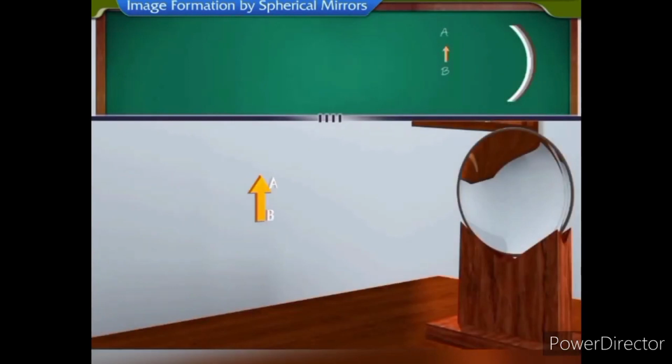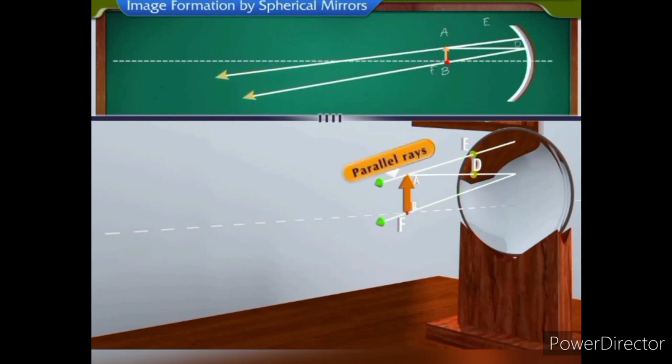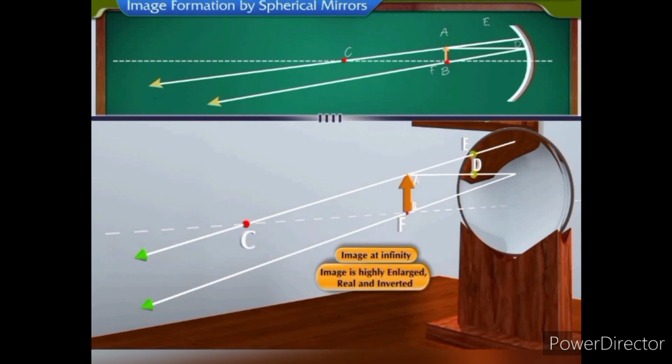When the object is placed at the focus, the rays AE and AD traverse parallel to each other after reflection. The image of the object is formed at infinity. The image is highly enlarged, real, and inverted.